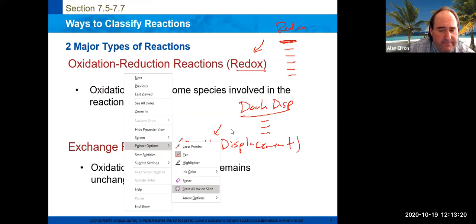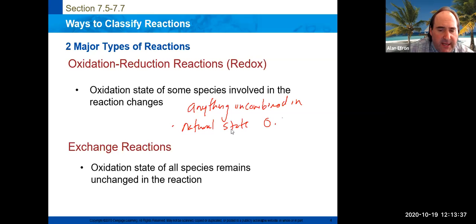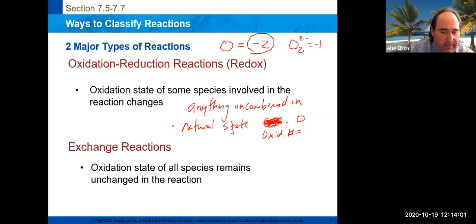So for example, if you have anything that is uncombined in its natural state, it has an oxidation state, or number, of 0. They're sometimes called oxidation states as well. Now, oxygen is a really good place to start. Oxygen is typically -2 in terms of its oxidation number, unless it's peroxide, then it's -1. But probably most of the time you'll see it will be -2.